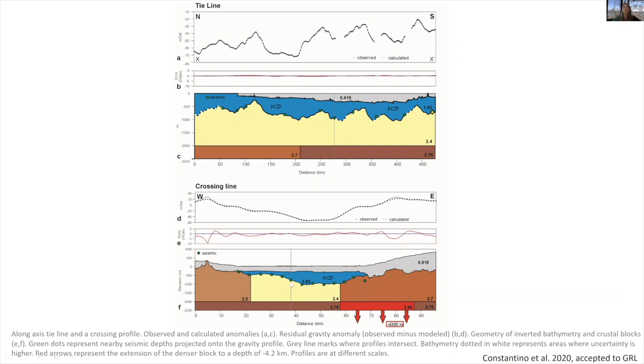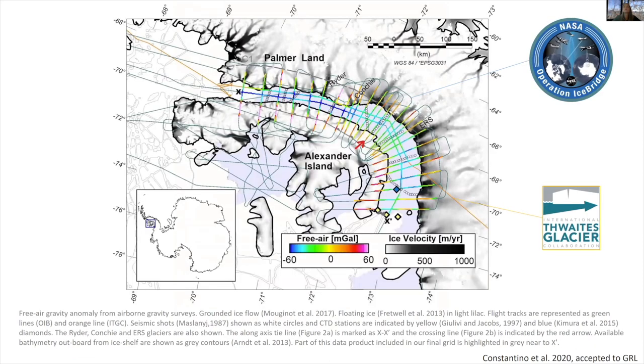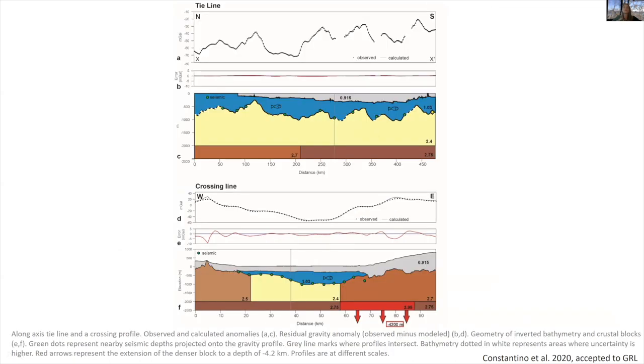For this crossing profile, if I come back here, we can see that I chose this one because it's the closest one to a seismic survey. So I could put those depths on top of my inverted bathymetry just to validate my model. So we can see that the depths obtained by seismic are very consistent with the depths obtained by the gravity inversion, except for this point here in the edge that we believe is related to the filtering processes and the resolution of the model.